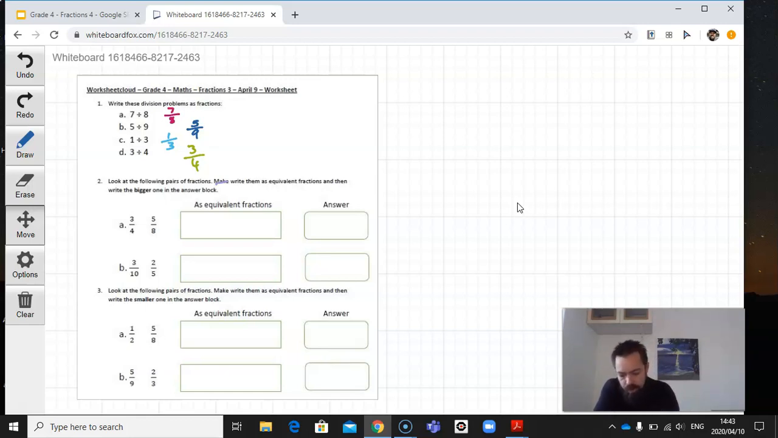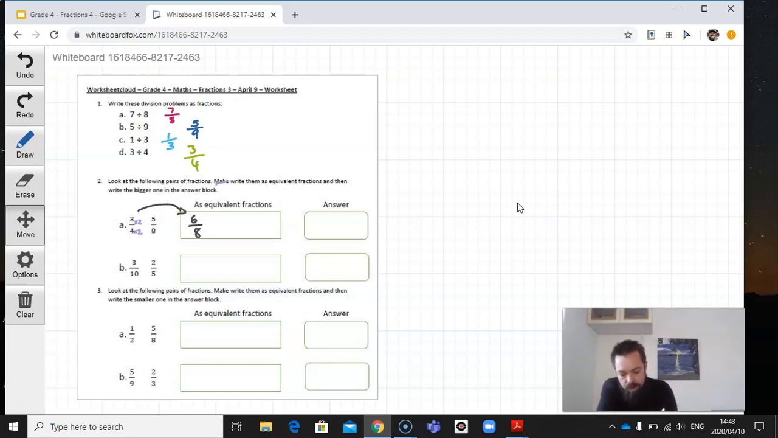So for the first one, I notice that 3 over 4, I could make that 4 into an 8 by timesing by 2. And if I times the bottom by 2, I have to times the top by 2 as well, because what you do to the bottom, you do to the top. So this one then, I'm going to rewrite as 6 over 8, because 3 times 2 is 6, and 4 times 2 is 8. So that's where that 6 over 8 comes from.